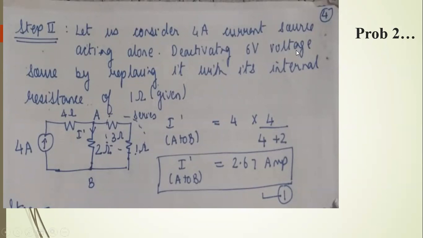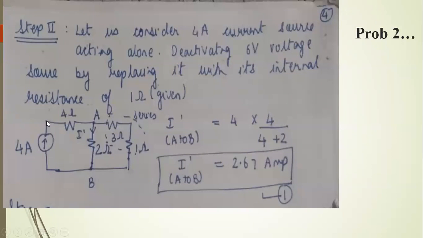Now by deactivating the 6-volt voltage source, that means we'll replace it with its internal resistance. It is given that its internal resistance is 1 ohm. So rather than short circuiting it, we'll draw a 1 ohm resistor here. So this becomes a circuit now. We are interested in the current flowing through the 2 ohm resistor.